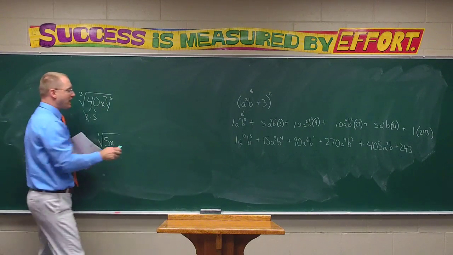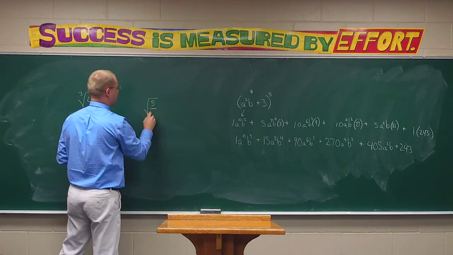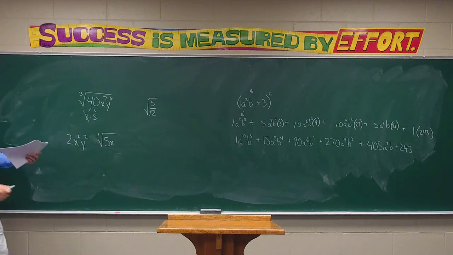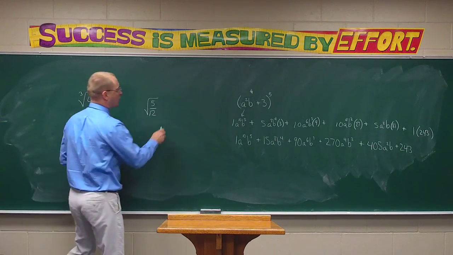Okay. What if we had the square root of a fraction? I said you can't do that. You can't have a fraction in a radicand. You have to take the root of the denominator. But you can't take the square root of 12. So I said we're going to make an equivalent fraction.